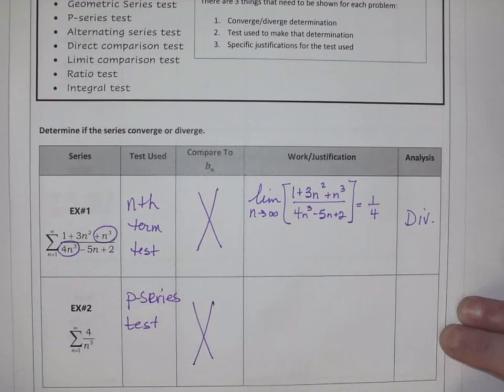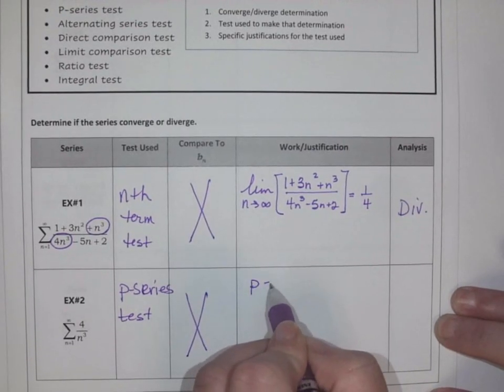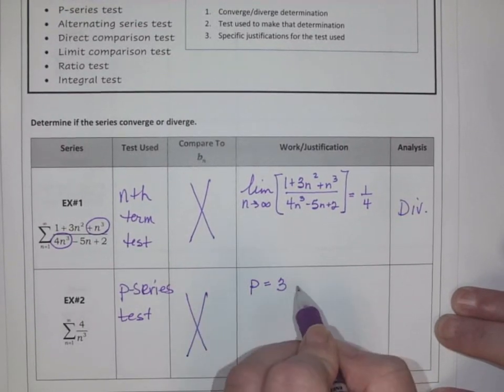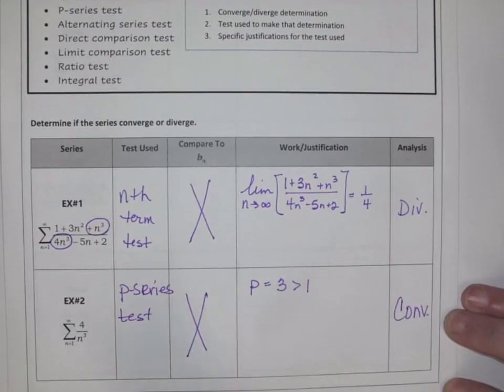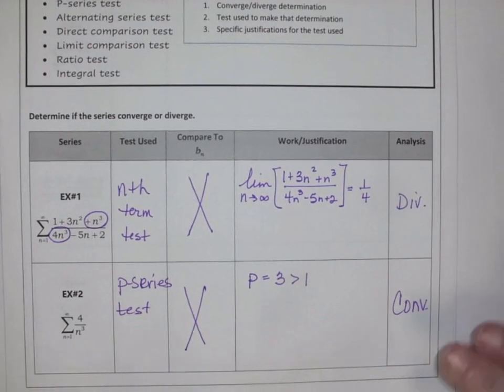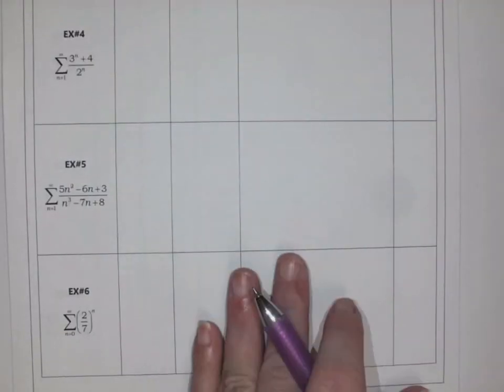We don't have a comparison series. So for this one, our power is 3, which is greater than 1. So therefore, it converges. Okay. All right, let's see what's next.